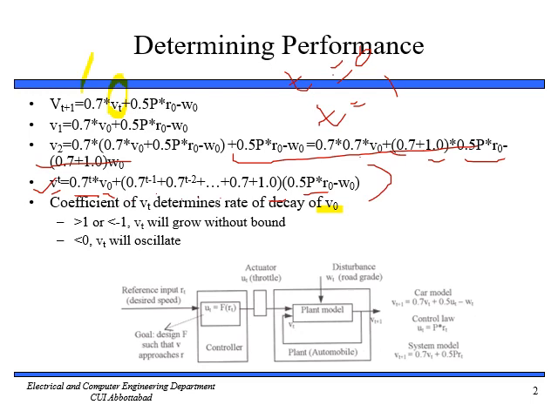So if we have the bound between 1 and minus 1, for example, if the coefficients are greater than 1 or less than minus 1, Vt will grow out of bound. So this Vt will go out of bound, and you can check this out by putting the values here and finding out. Or if this coefficient is less than 0, v of t will oscillate. This will always oscillate. Okay. So this is how you can determine the performance of the controller.